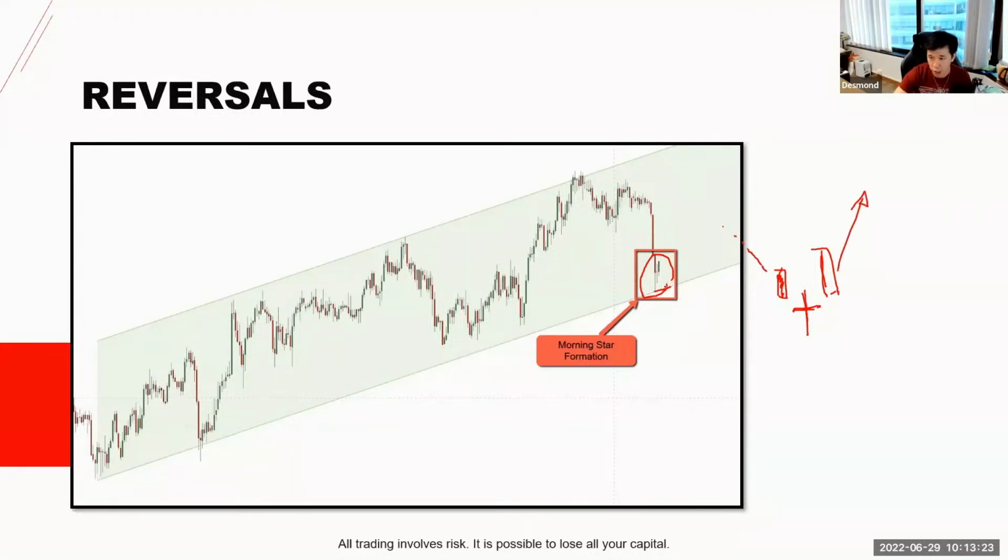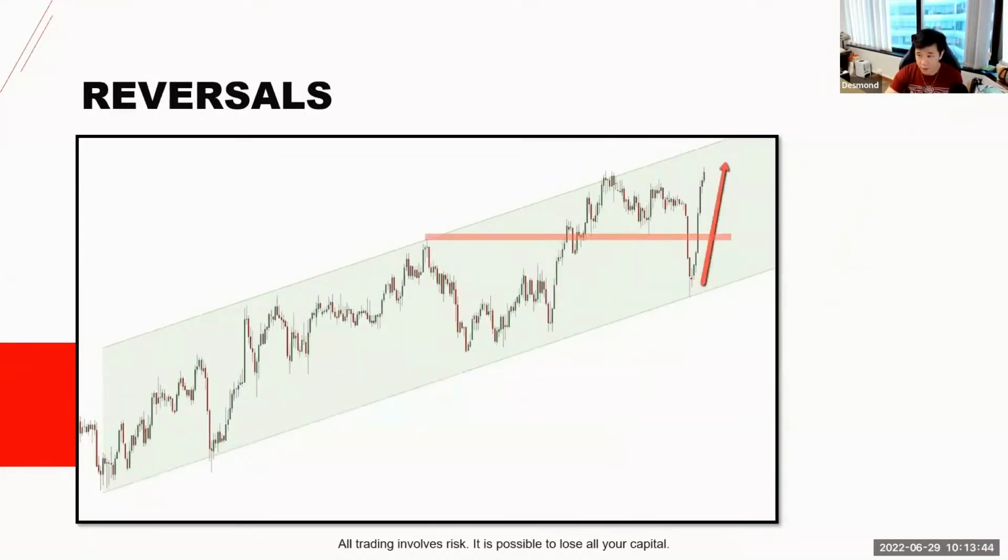You notice how you can combine a morning star formation with a channel support. So you don't only have one reason why price is going to bounce, but you have two reasons. Trend line support and you've got channel support. You've got three reasons why price is going to bounce. From here, we can see that price indeed bounces up really nicely.